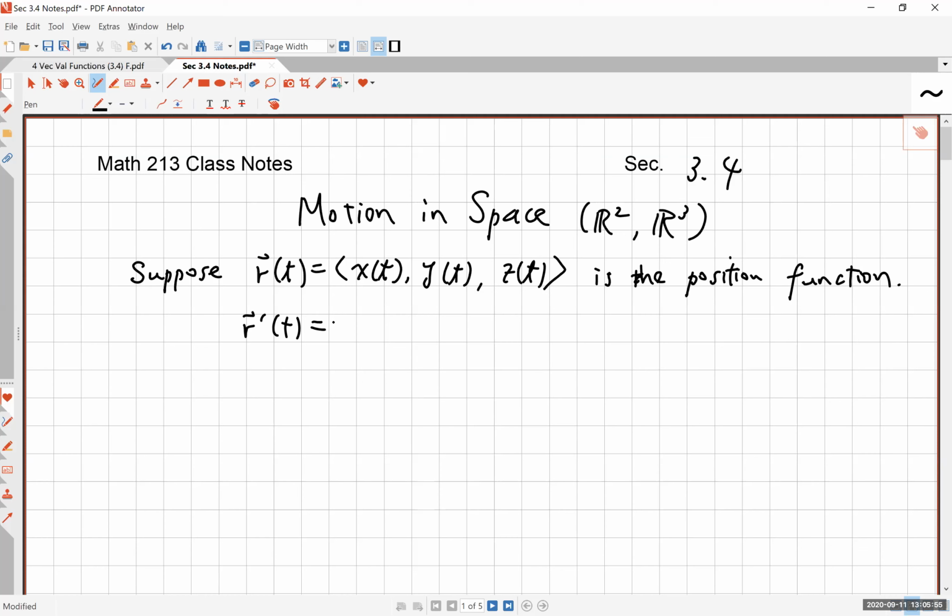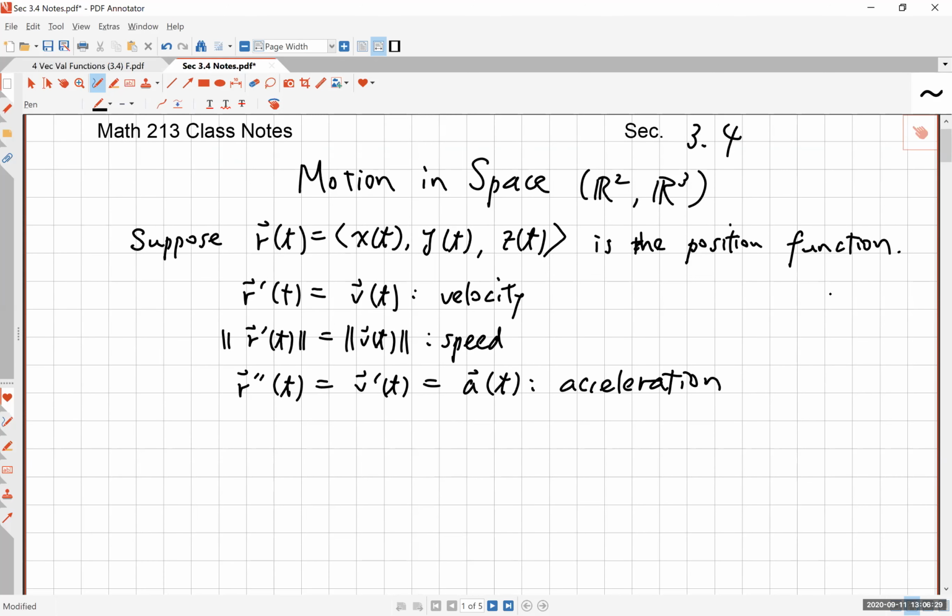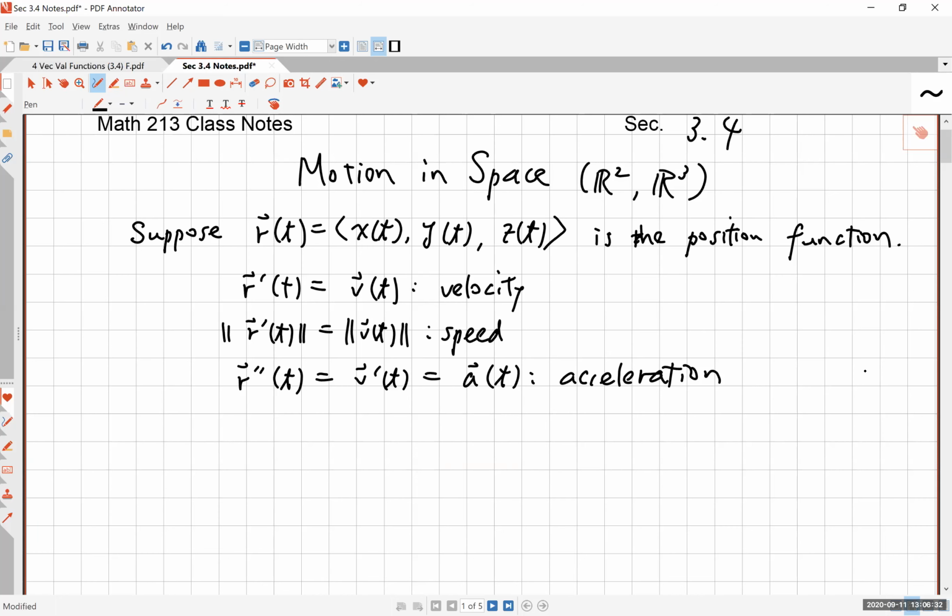If you take the derivative, what do you get? We've already talked about this. It is the velocity, and it is tangent. If you take the magnitude of the velocity, that is called the speed. We covered that as well. If you take the second derivative, which is the derivative of the velocity, that's called the acceleration. So we take the derivative to get the velocity, and take the second derivative to get the acceleration.